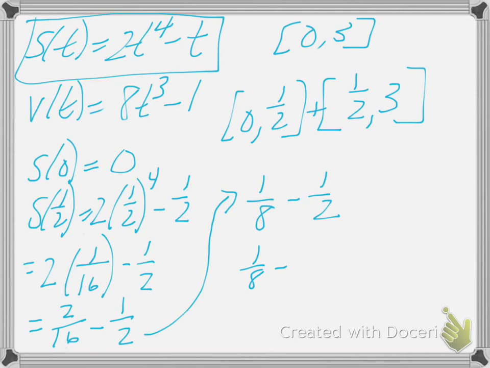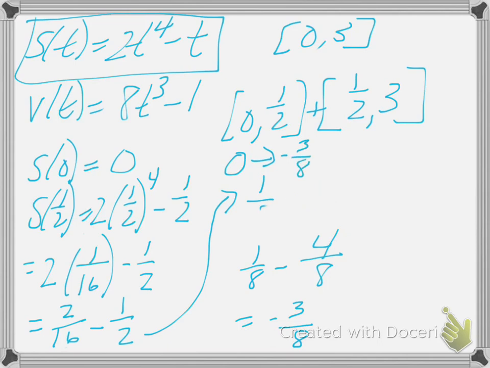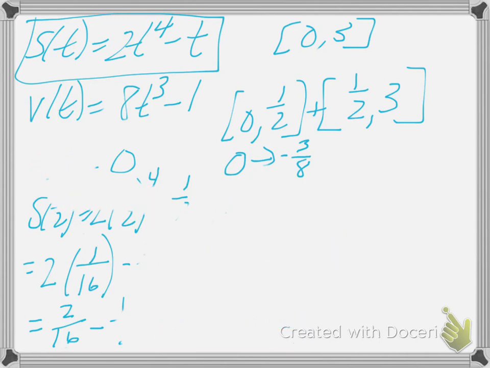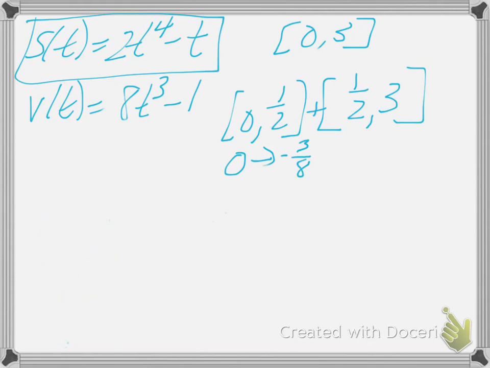Find a common denominator, 4/8, and we get negative 3/8. Okay, so s of 0 was 0. I'll put that over here. And we went to negative 3/8. Make some room here. Okay, so we started at 0. At s of 1/2, we were at negative 3/8. So how far did we travel? We traveled 3/8 because you're always going to use the absolute value.